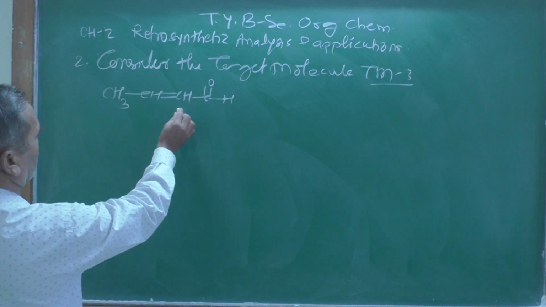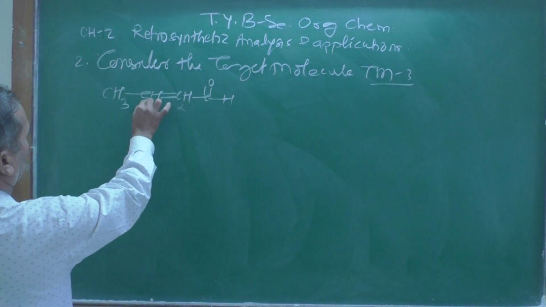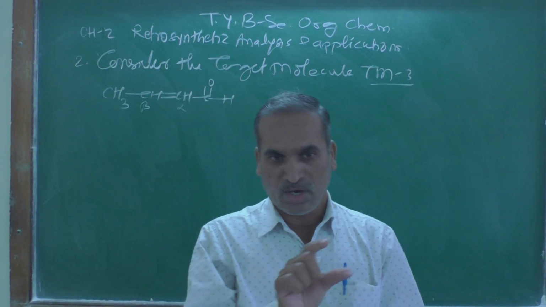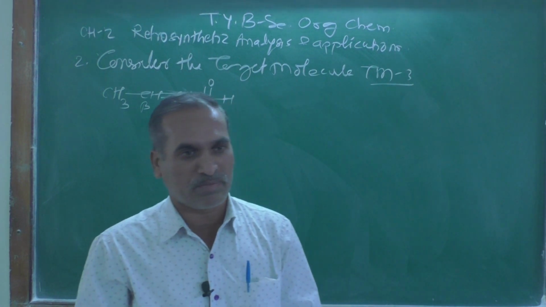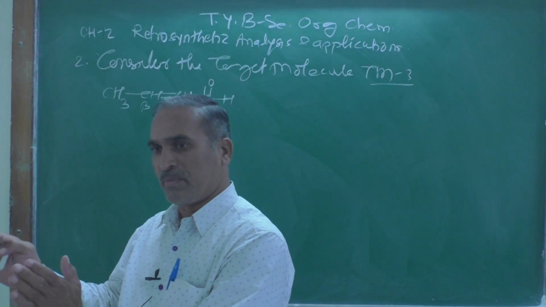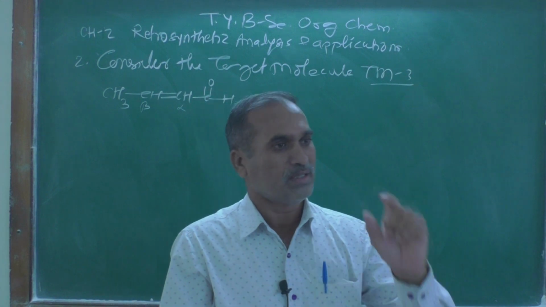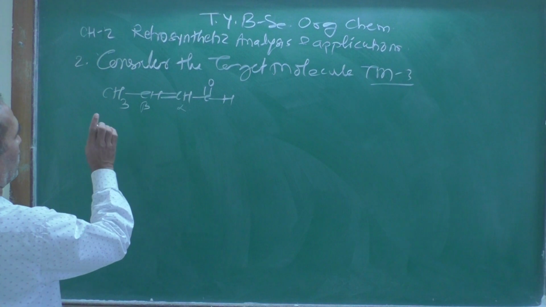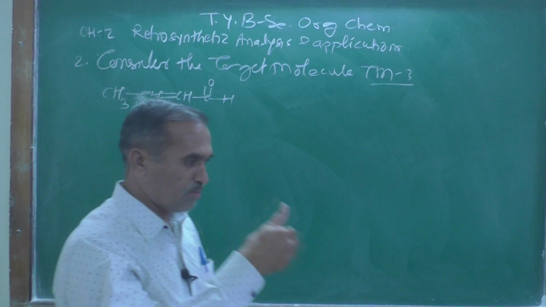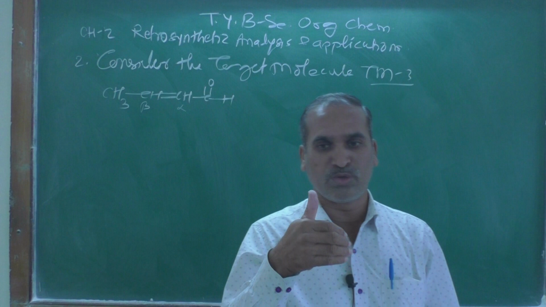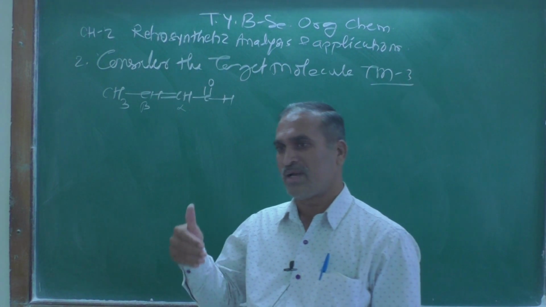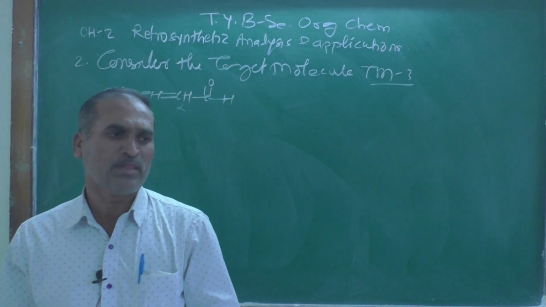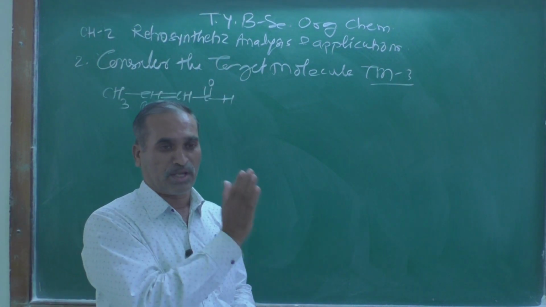Look at here, this one is alpha, this one is beta, and this is an alpha beta unsaturated compound. This particular part of the organic compound, the common name of this compound, is a chalcone, or it is termed as alpha beta unsaturated compound. How do you obtain or synthesize this alpha beta unsaturated compound in the laboratory? What are the starting materials?